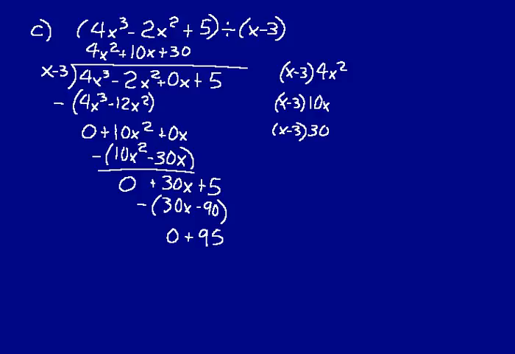And so that's our remainder, 95, and so we write that 95 over x minus 3. And so that's our quotient for that result.